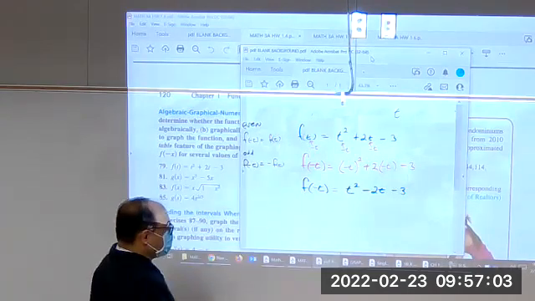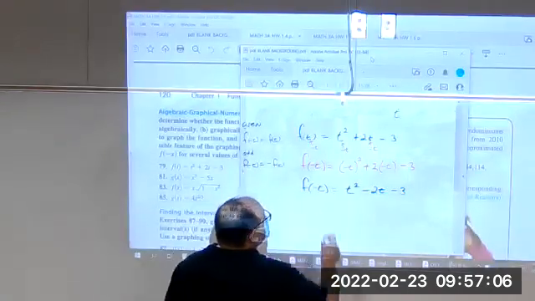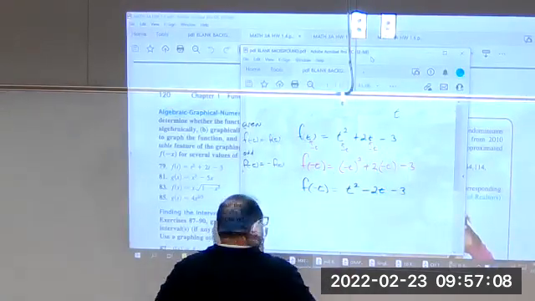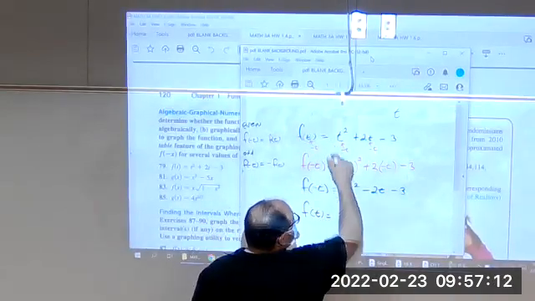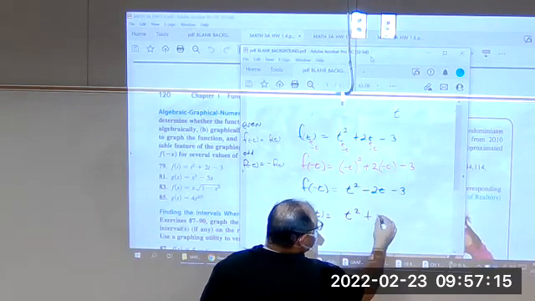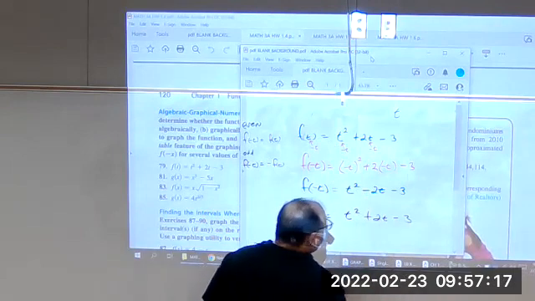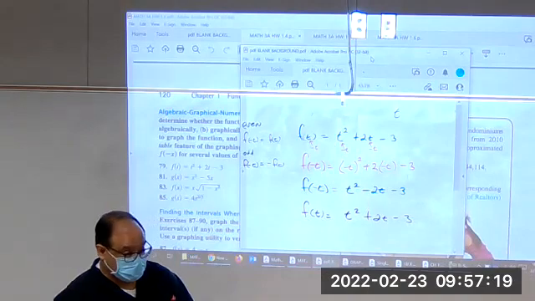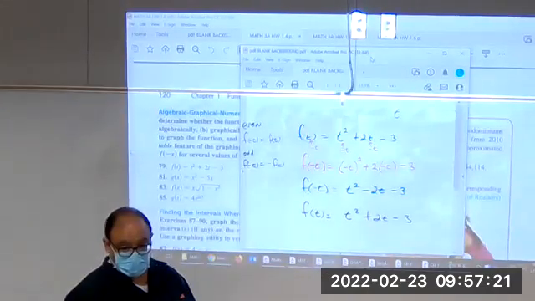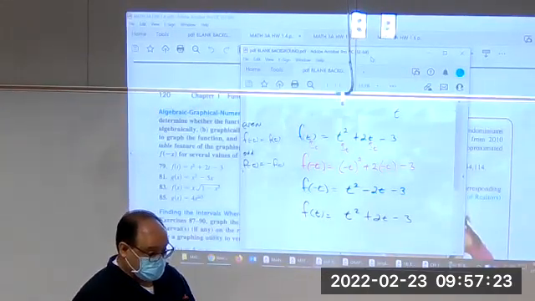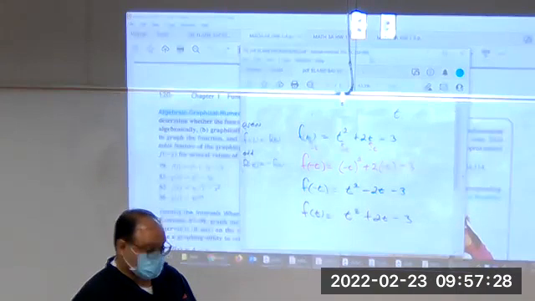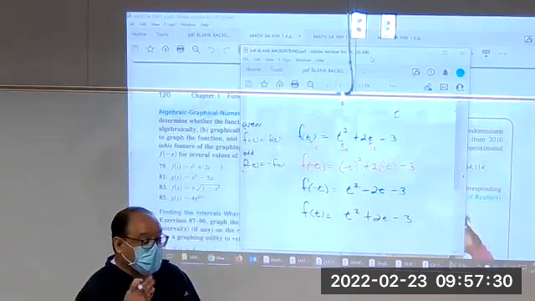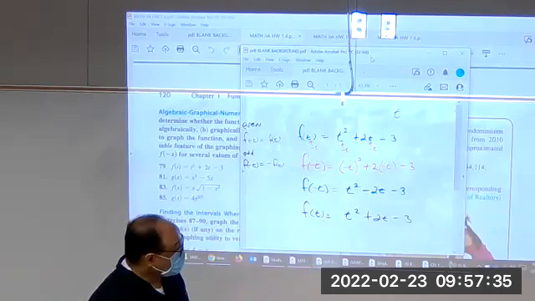So now we have to answer the question. The original was f of positive t, t squared plus 2t minus 3. Are they exactly the same? No. Therefore, it's not even. Are they exactly opposites? So here's the deal. If they're opposites, all the signs would have to be changed.